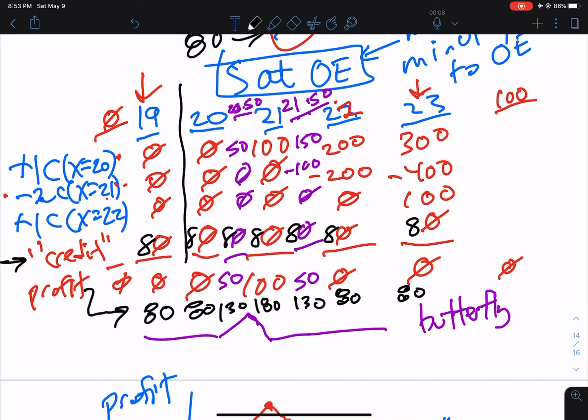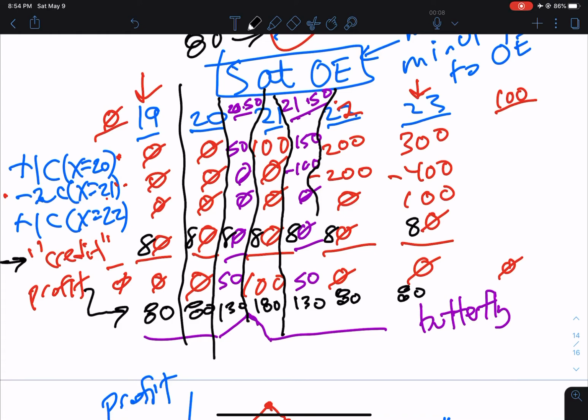I'll put little delineators here to hopefully make this clearer. This was the 21, just so we're clear on this. Oh, no, it wasn't. I'm sorry, that was the 2050. Let me just correct that. There we go. And then here, the 21 is our 180, and the 2150 is our 130 again, and 22 is 80, and 23 is 80. So spend some time looking at that and thinking about that.